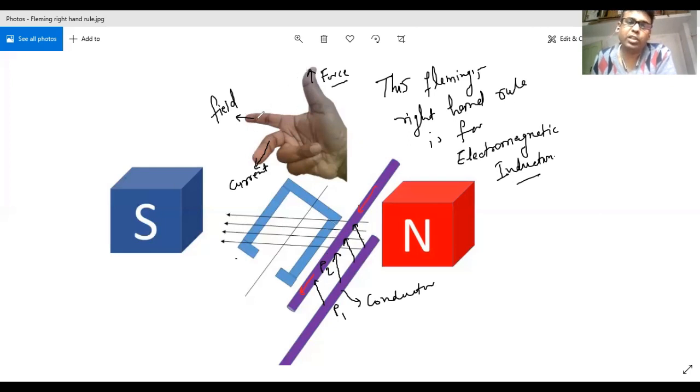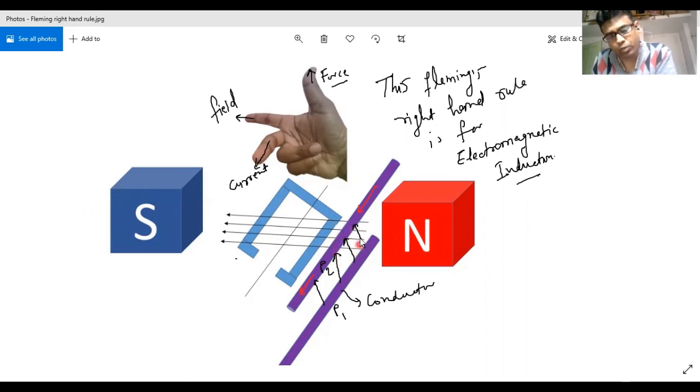So these three fingers show the three directions. The thumb direction is the force direction. The index finger shows the field direction. If force is in the upward direction and the field is in this direction, then obviously the current will flow in this direction as per Fleming's rule. So this is all about Fleming's right hand rule.